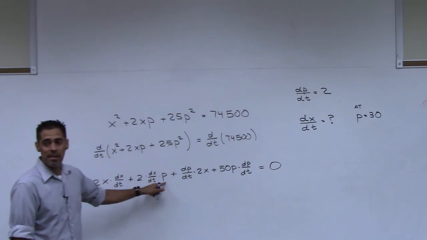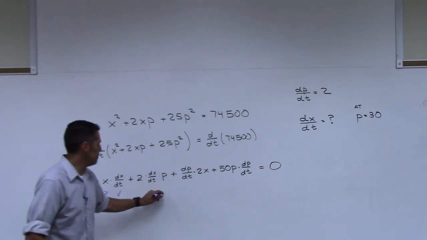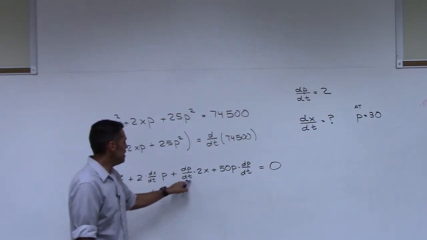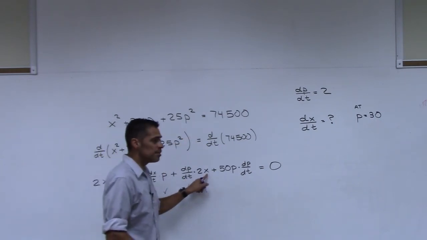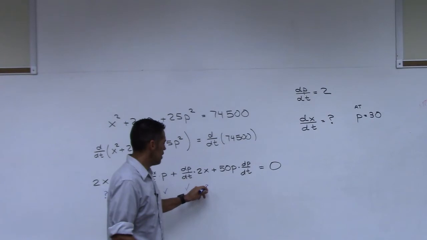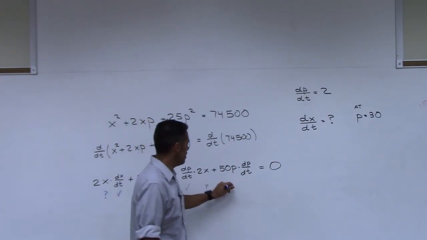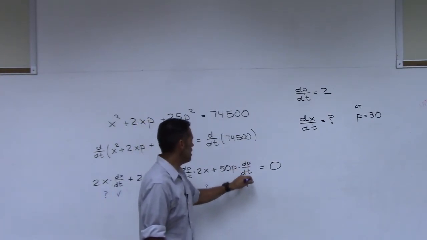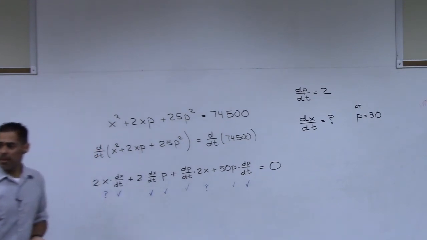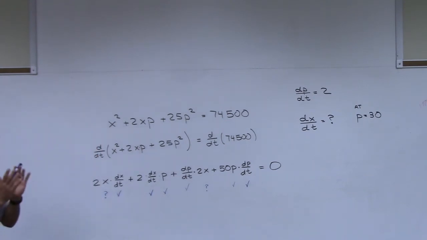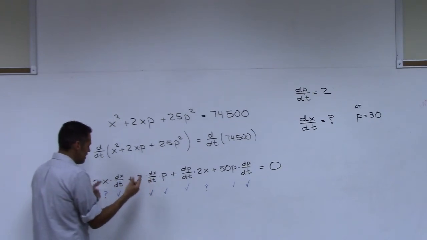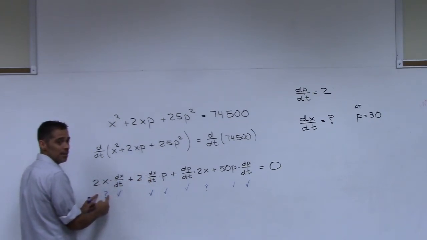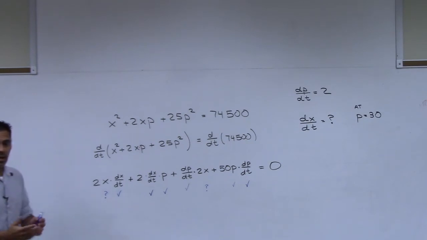P, do I know what p is? Yes, it's 30. All right, dp dt, do I know what that is? Yes, that's 2, I'm happy to see that. x, didn't know what x was. P, I did know. dp dt, I know what that is, right? So out of all of this information sitting up here, I'm going to be able to solve for dx dt. But I still need to know what x is, right? In order to do that, somebody has to provide me x, or do they?